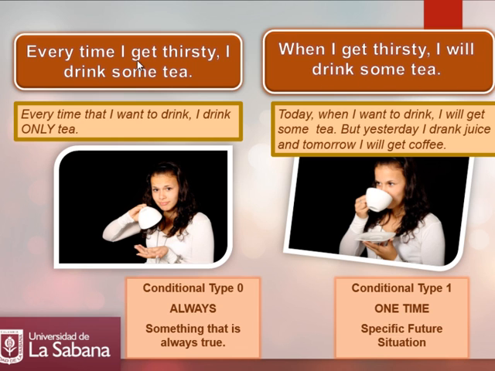Once again, every time I get thirsty, I drink some tea, present simple, conditional type 0, which means that it is always true. I drink only tea whenever I am thirsty. And conditional type 1, we use present simple in the condition clause and future simple in the result clause. And in this case, we are referring to a specific situation. We are referring to something that happens only one time.